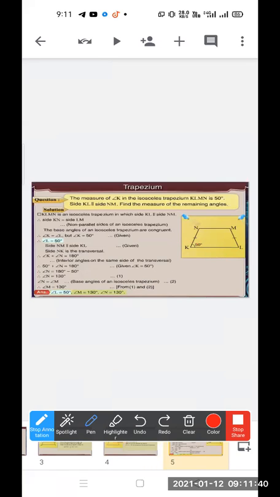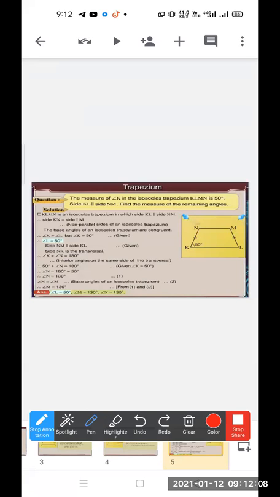Is it clear? So here angle K is 50 degrees, and these two sides are congruent. Since it is an isosceles trapezium, angle K is equal to angle L. What is the reason? They are the base angles, and base angles in an isosceles trapezium are congruent. So angle L is equal to 50 degrees.